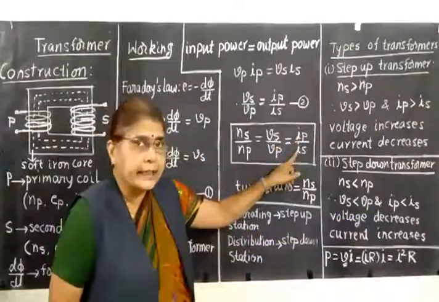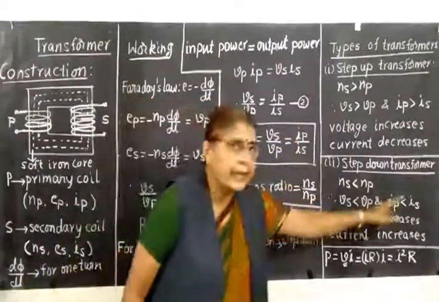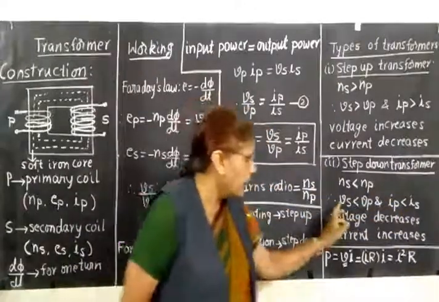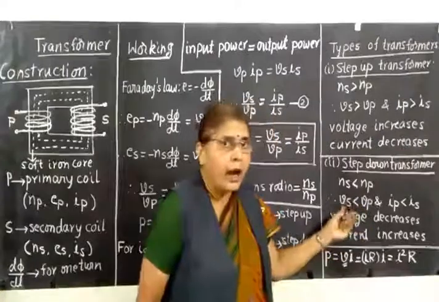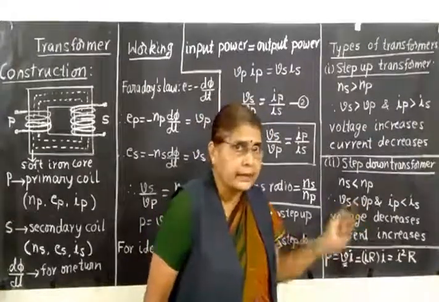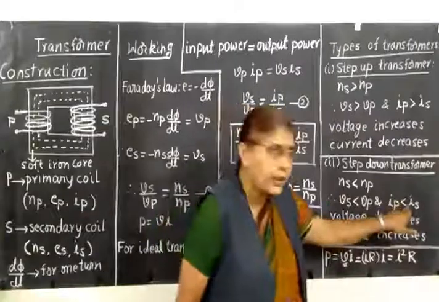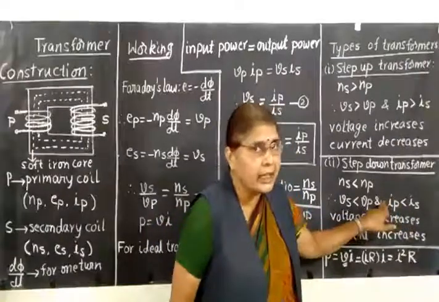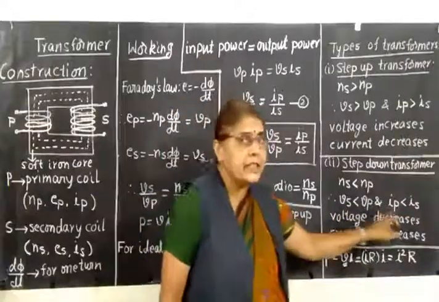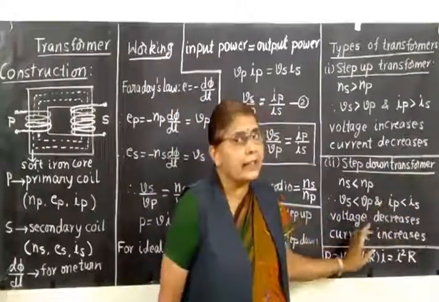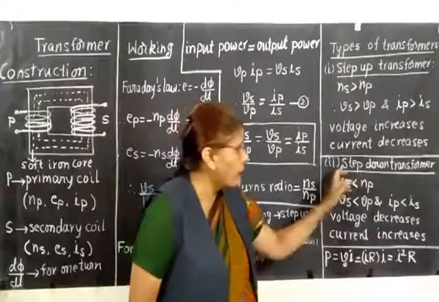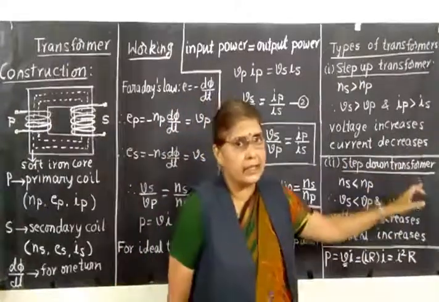Again, numerator less than denominator. That is, Ip is less than Is. Let us try to find out the meaning of this term. Vs less than Vp means what? Output voltage is less than the input voltage, but the output current is more than the input current. So here the voltage decreases, but the current increases. Such a transformer is called a step down transformer.